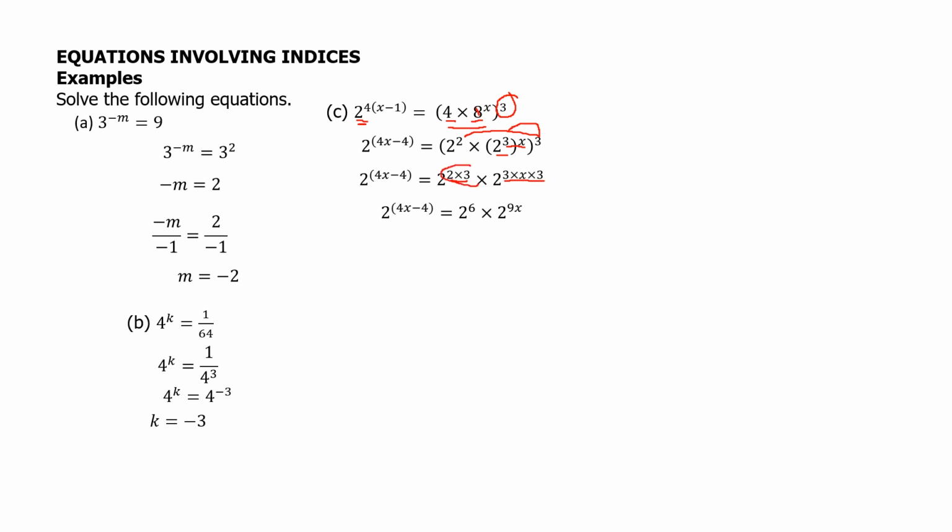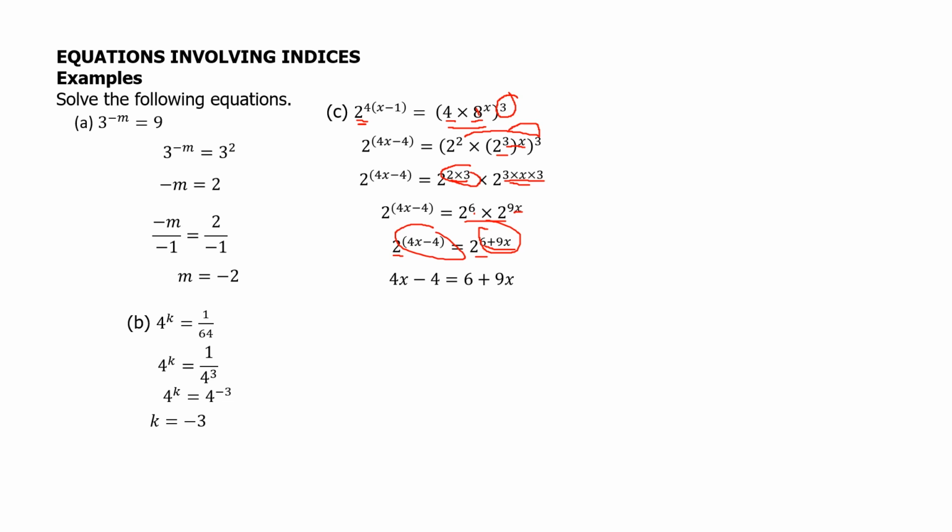So when we get this result, we have 2 power 6, and also 9x. Multiplying numbers of the same base, and we are still on the right hand side of the equation, we are going to add the power 6 to the power 9x. Then at this moment, the bases are the same, so we can equate the powers on either side of the equation. So 4x minus 4 is equal to 6 plus 9x.